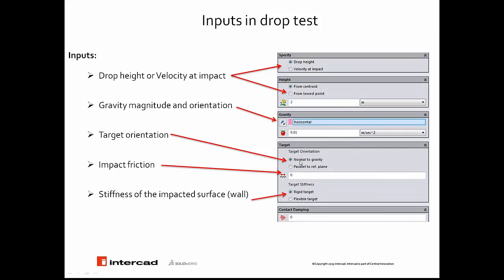So either it could be normal to gravity or parallel to reference plane. Friction is what you can include, and at the end you are going to introduce the stiffness of the impacted surface or wall. So either it's a rigid or a flexible target, and you would like to enter the axial and tangential values of flexibility.